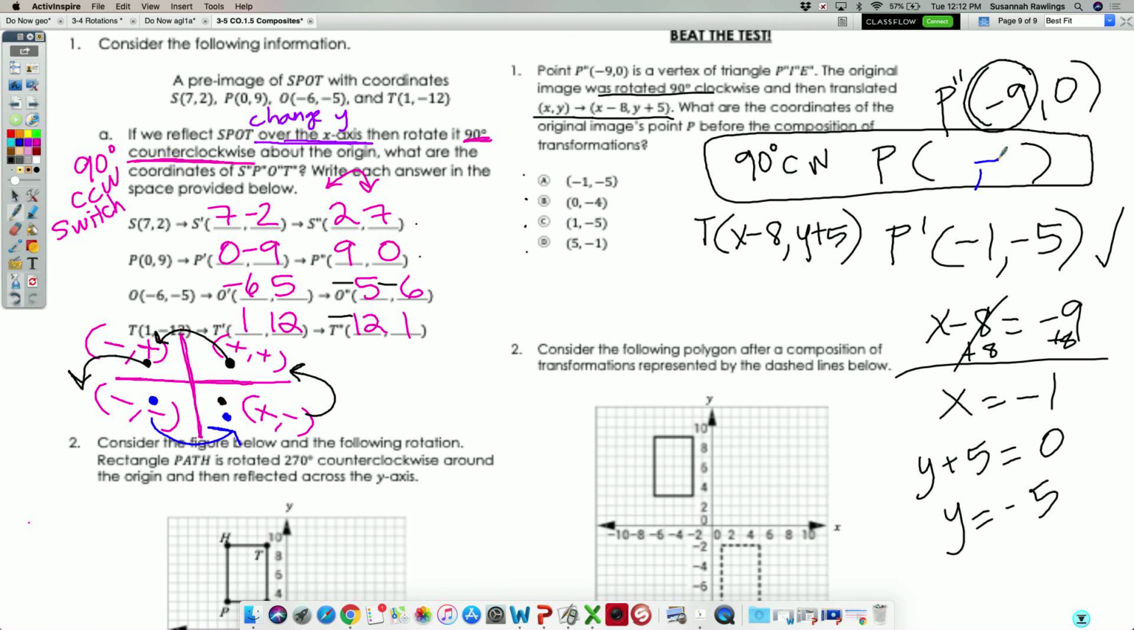So my answer should be positive, negative. And then what do I do with rotations of 90 degrees? I flip them around. So this should be positive 5, negative 1. So what is my answer there? D. So you kind of have to think backwards there to get there. Did that hurt your brains at all? No. If you couldn't do that, again, you could take each one of those and just work them out going forward like normal. Okay, so let's look at our last two.